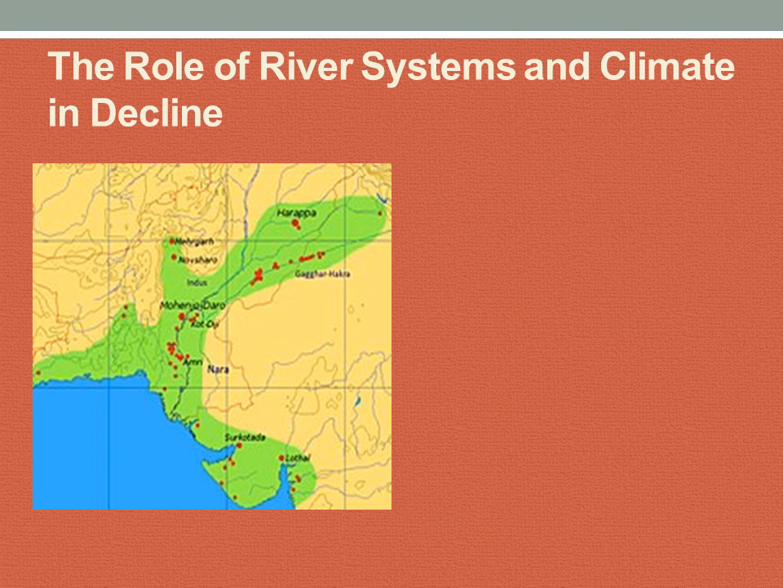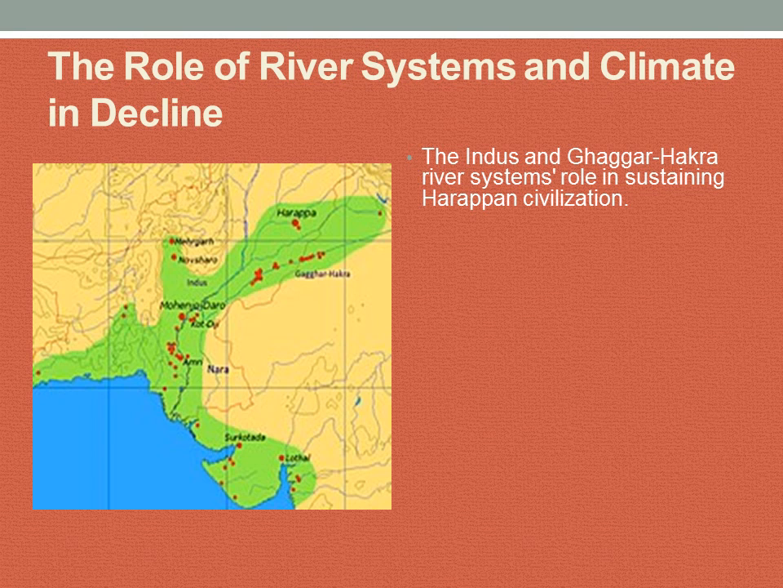Now next up we have the role of river systems and climate in the decline. So what was the role of the different kinds of river systems that existed in the Harappan culture, and how did the climate change? The Indus and Ghaggar Hakra river systems' role in sustaining Harappan civilization.